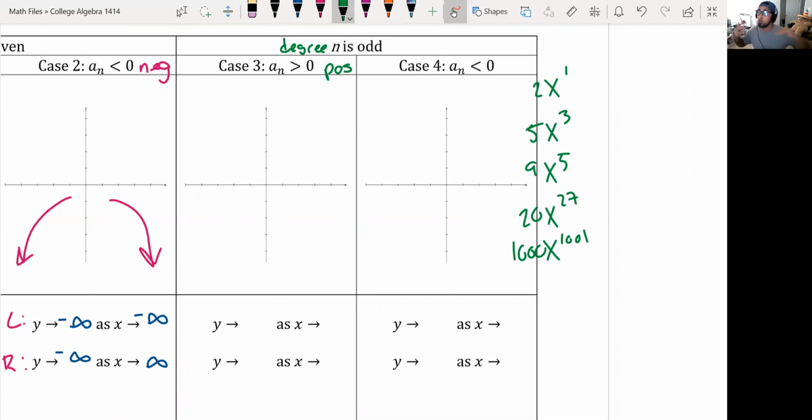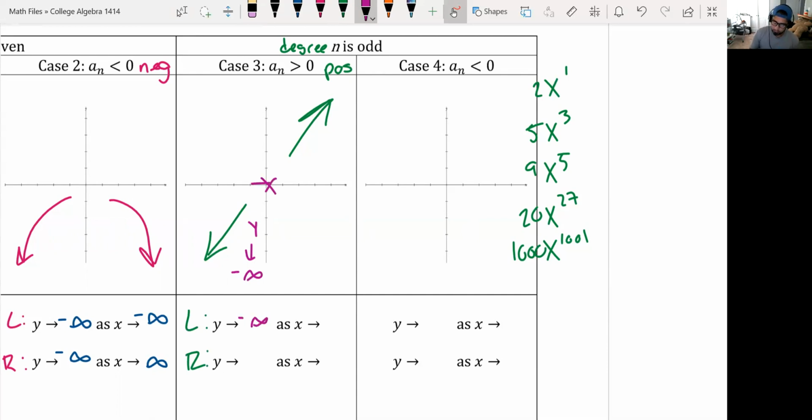And if you are an odd degree function with a positive leading coefficient, then your graph will open up to the right and down to the left. And whatever happens in between is for us to figure out later. Okay, analyze it. Left side, right side. Look at the left side. Your y values, again, are headed towards negative infinity.